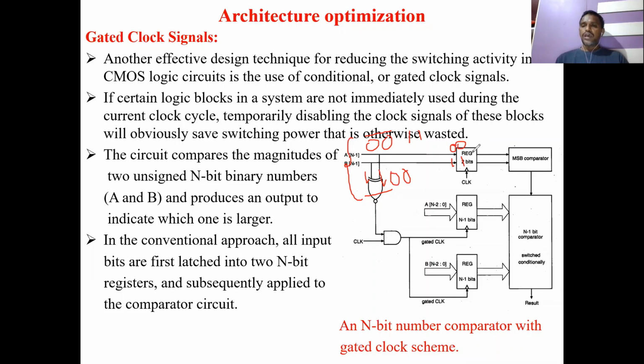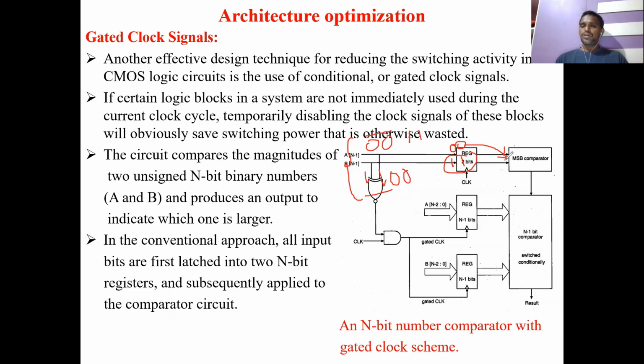At this point the registered output will be given to the MSB comparator. That MSB comparator will compare the MSB bits of A and the MSB bits of B. If 0 0 is present at the MSB bits of A and 1 1 is present for B, which one is greater here? The 1 1 number is greater. So that will be decided by whom?